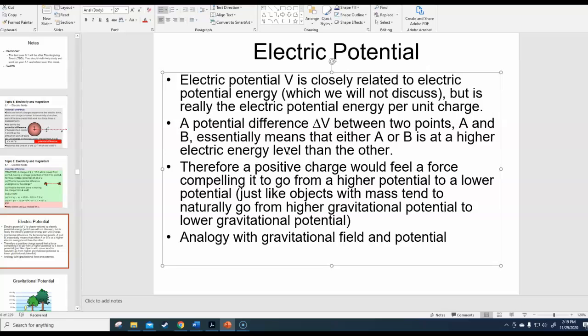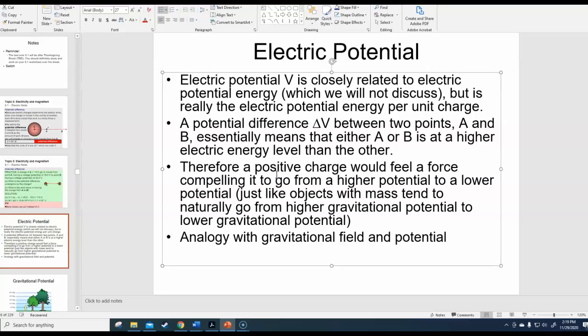Okay, so what I'm saying is that if you have a positive charge, it is going to feel an electrical force compelling it to go from a higher potential to a lower potential. The analogy, going back to gravity, is that an object with mass is naturally going to feel a force compelling it to go from a higher point to a lower point. In other words, things fall down.